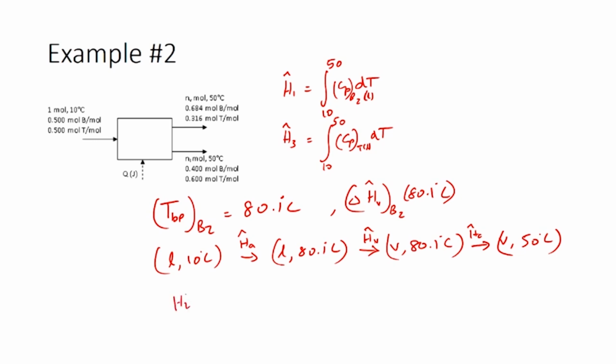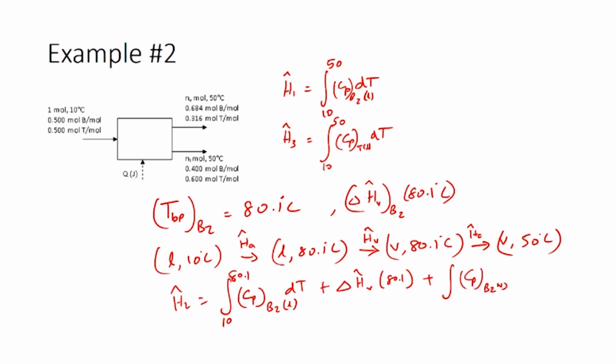So, our H2 cap would be equal to the integral from 10 degrees Celsius to 80.1 degrees Celsius of Cp of benzene liquid dt, plus, for the second step, delta H cap V at 80.1 degrees Celsius, plus the third step, which would be the integral of Cp of benzene vapor dt with the limits of 80.1 degrees Celsius to 50 degrees Celsius. By performing this calculation, we can calculate H2 cap to be filled into the enthalpy table.